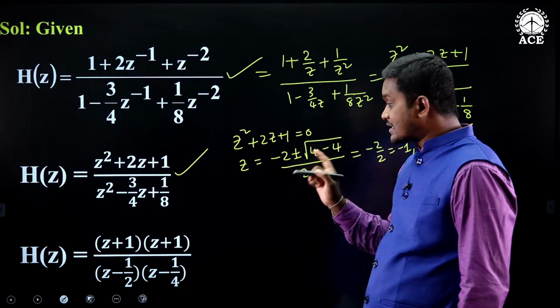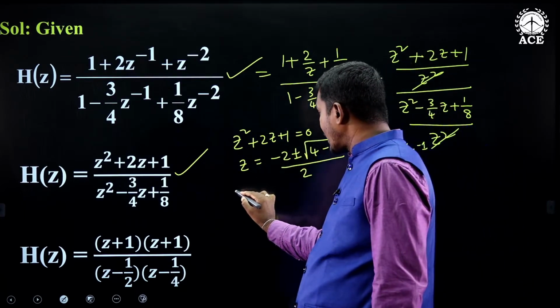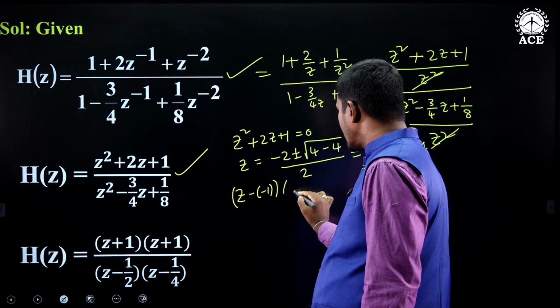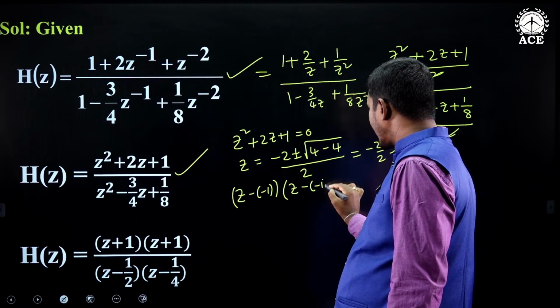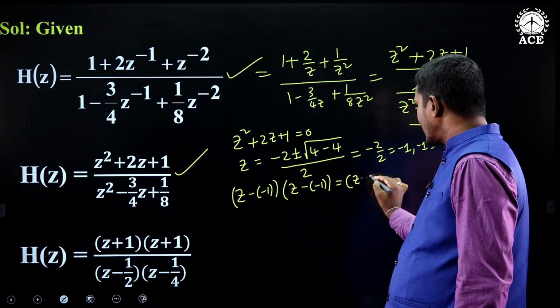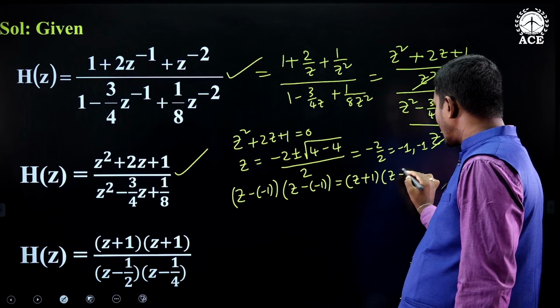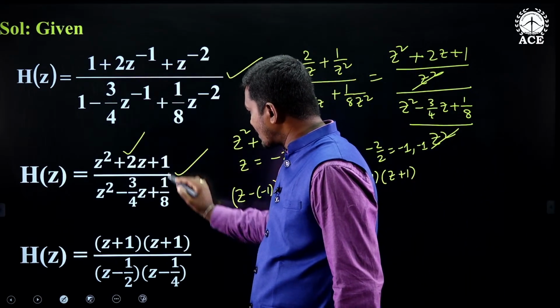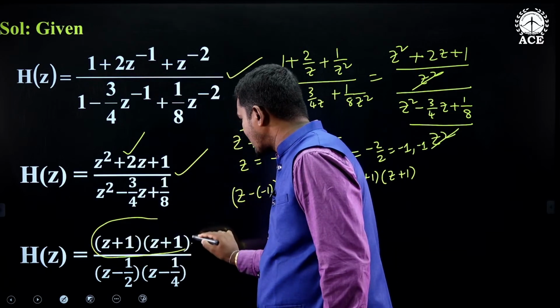So, what are the roots of this? Minus 1 means, how to write this? Tell me. z minus of minus 1 into z minus of minus 1. This is equals to z plus 1 into z plus 1. Understood? That's why I have written this z square plus 2z plus 1 as z plus 1 into z plus 1.